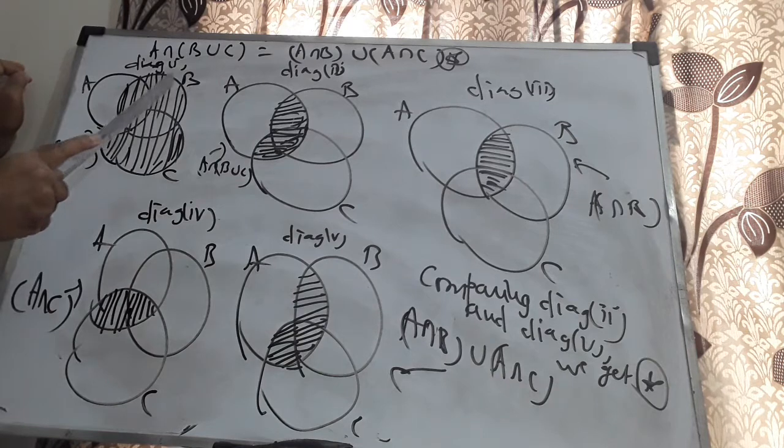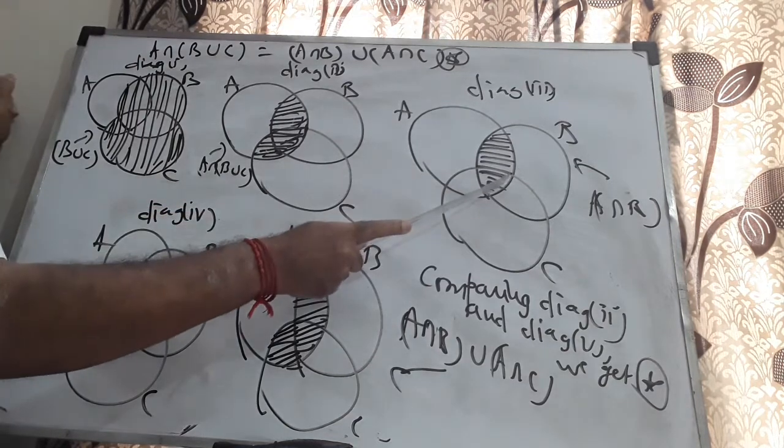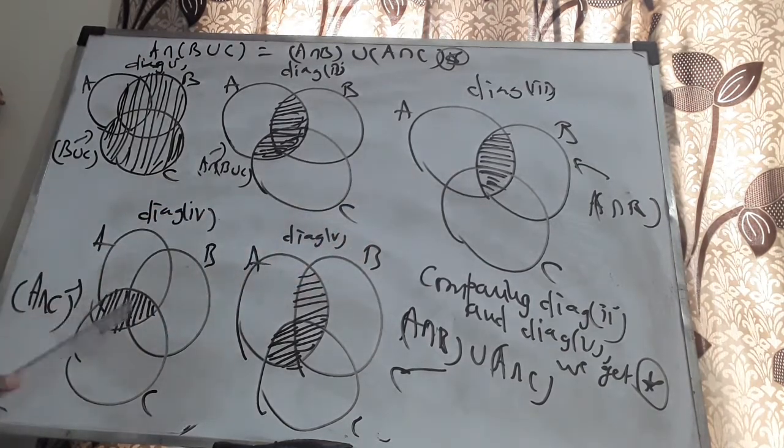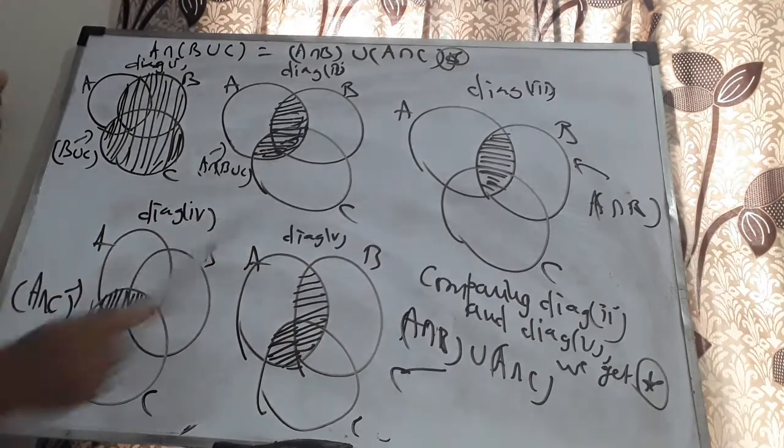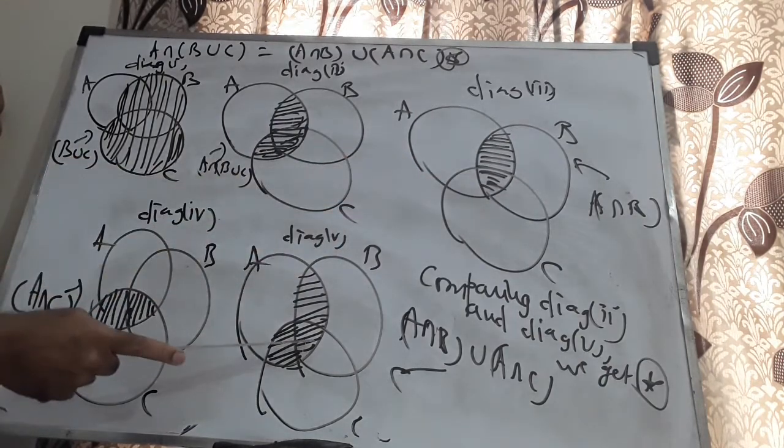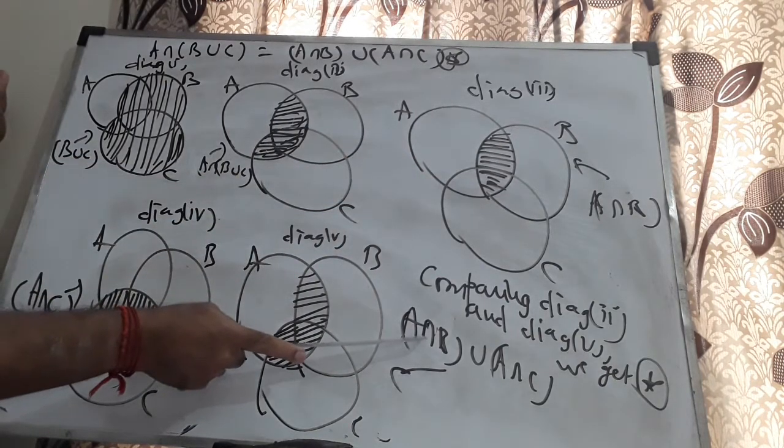This is in B, not in A. This is in C, not in A. This is common to B and C, not in A. Therefore, only this much. I'll draw A intersection B. I'll draw A intersection C. Union means if it is there in one of them, it will be there in the union. Therefore, this is my (A intersection B) union (A intersection C).